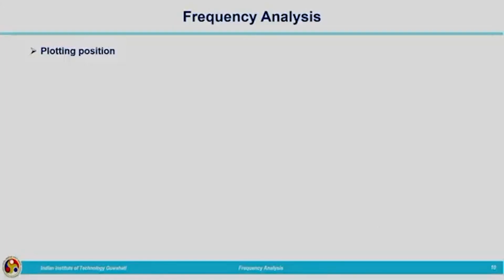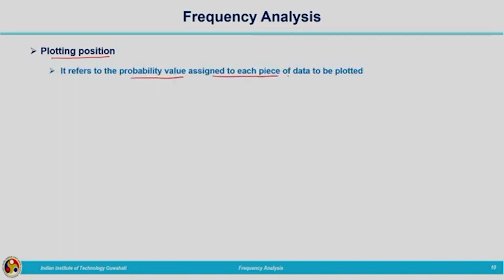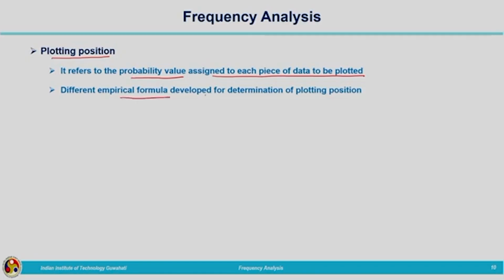There are different methods to find out plotting position. It refers to the probability value assigned to each piece of data to be plotted. That is, the plotting position we are finding out is representing the probability assigned to each data point. So, that probability can be calculated by using different formulas. Different empirical formulas are there for the determination of plotting position.